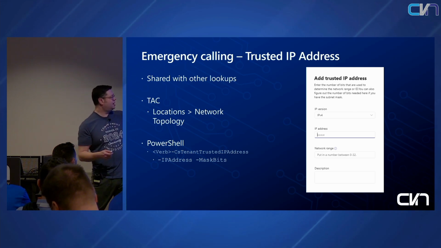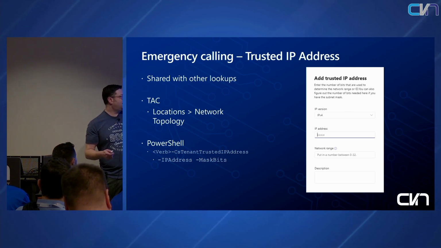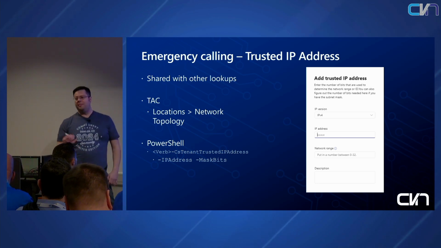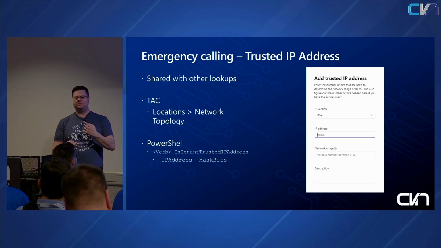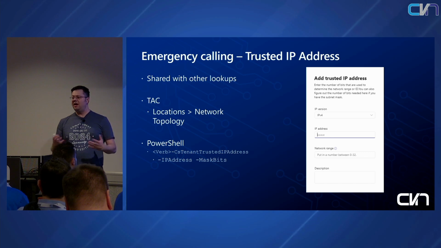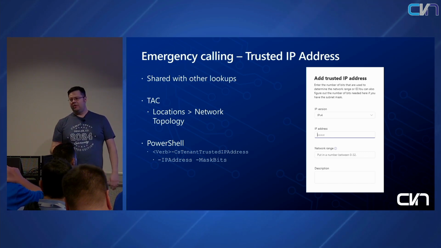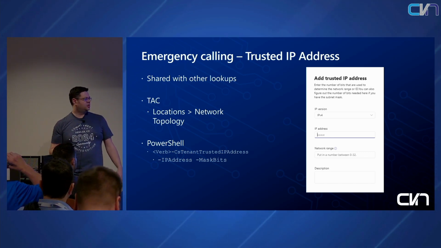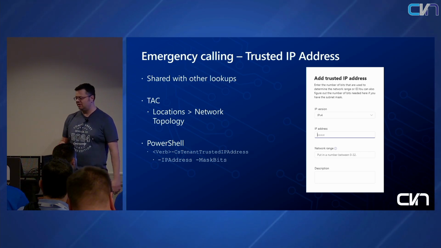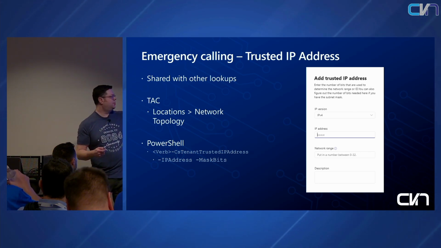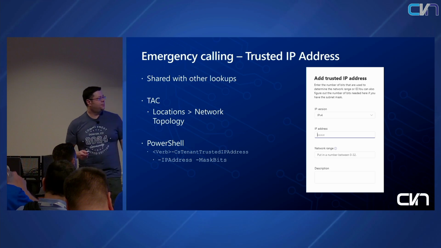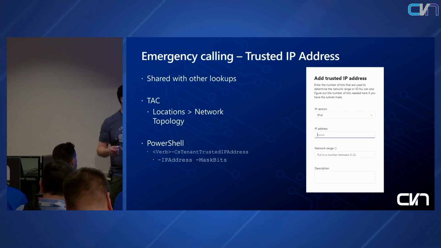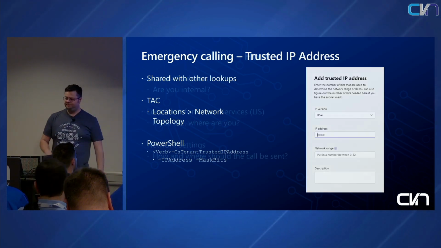But here for PowerShell, it is CsTenantTrustedIPAddress, and by verb I mean your get, set, add, remove, whatever it may be. It will vary, but on docs.microsoft or learn.microsoft you can find the specific details. If you're doing it through PowerShell, you would put in the IP address and then the mask bits, which is equivalent to what we have over in TAC.